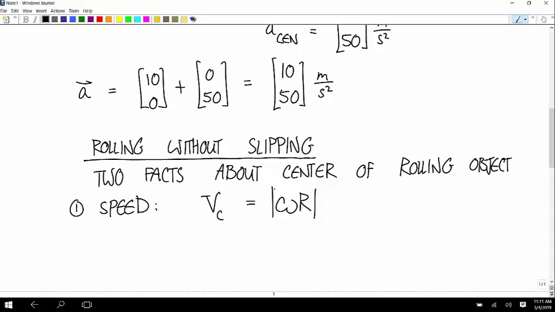So make a distinction in your head between, so the formula is the same, but this is different from that formula that we use in circular motion.